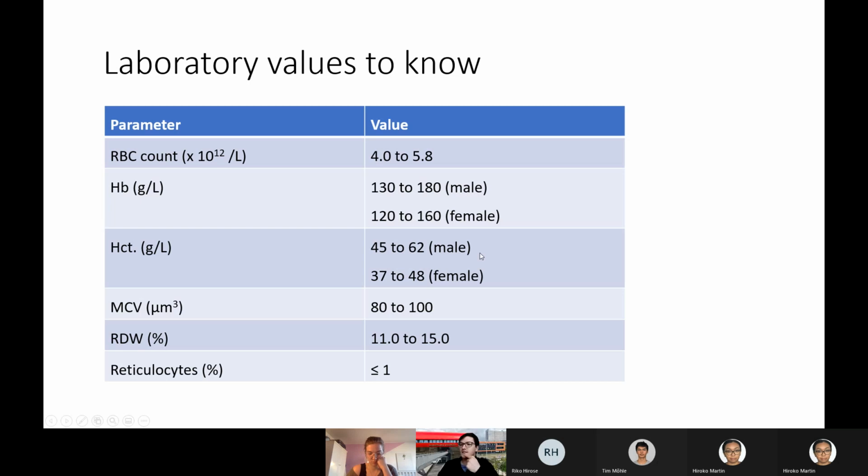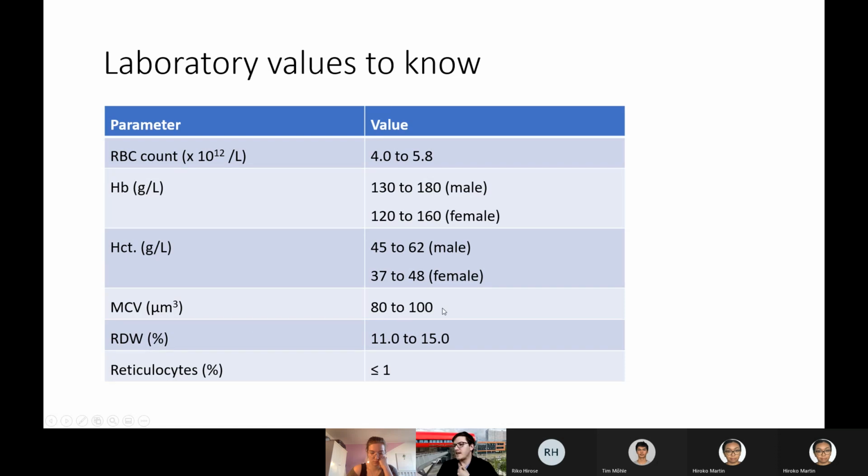So red blood cell count, it's 10 to the 12. I want to draw your attention to that: per liter, 10 to the 12 red blood cells per liter. And the value is somewhere between 4 to 5. Hemoglobin, we talked about it earlier, male and female different. Hematocrit, again, a little bit different, but around 50%. This is the volume of the cells measured in cubic micrometers.